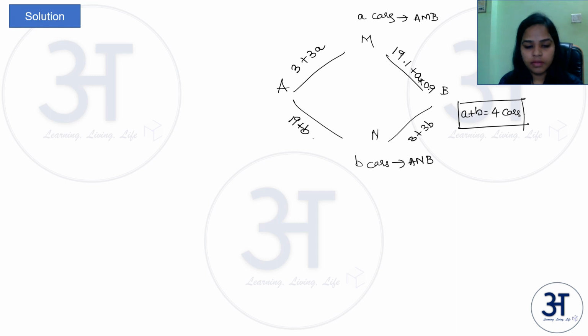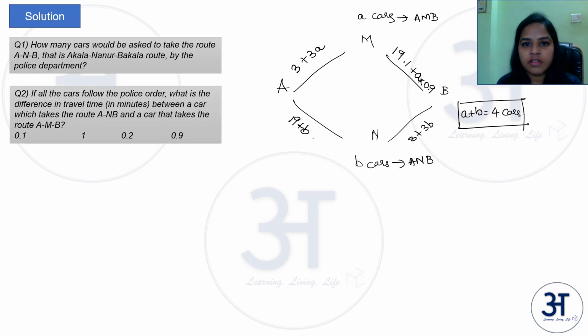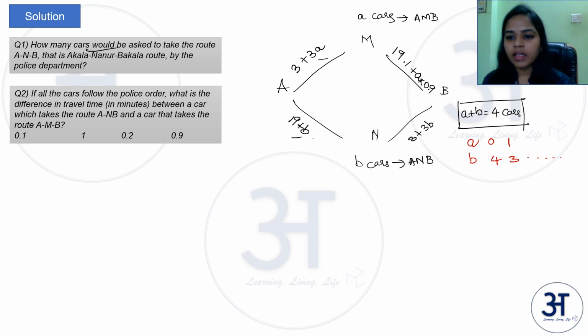So let us look at the questions. What the questions are essentially asking is how many cars would be asked to take the route A and B. So we should essentially find A and B. Here there is one obvious method where you take different possibilities of A and B: A being 0, B being 4, A being 1, B being 3 and so on, and you see which of them satisfies the order of the police. The other way is we will get two inequalities, and that is a simpler way according to me. So you can choose whatever way you want.